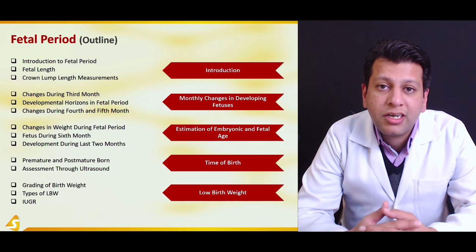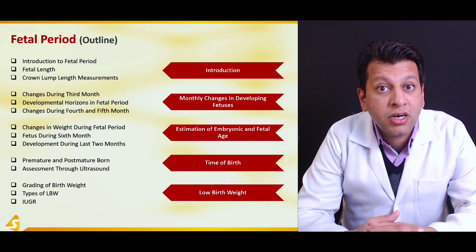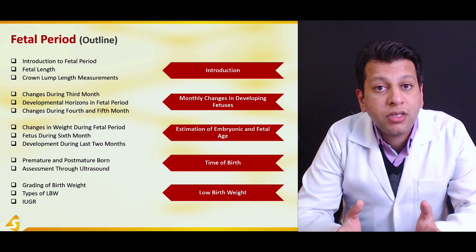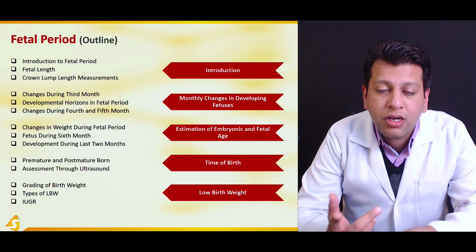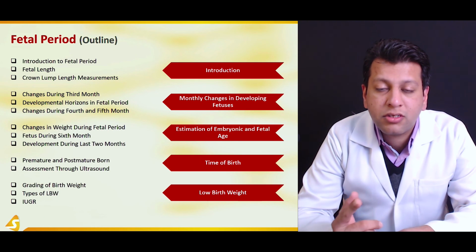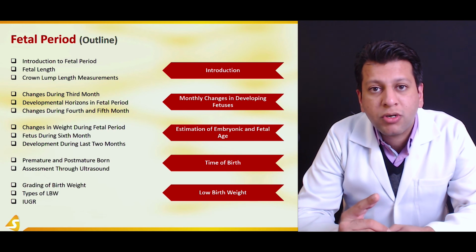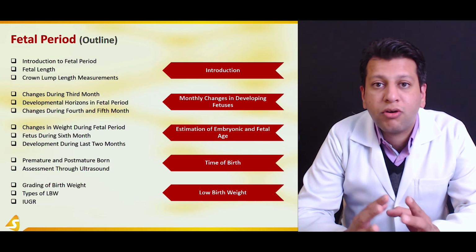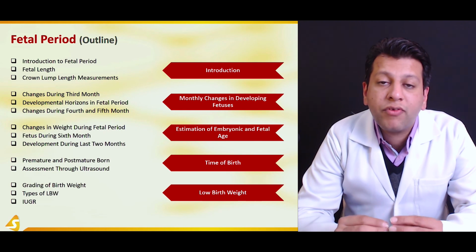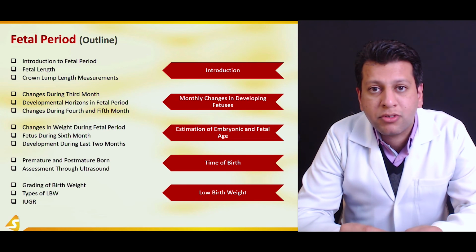And then lastly, an entity called intrauterine growth retardation. This is a very important thing. And then what are the factors which lead to intrauterine growth retardation, what is small for age, and what is retarded growth, and how do we measure them, and what are the effects of intrauterine growth retardation on the fetuses, and what actually happens.